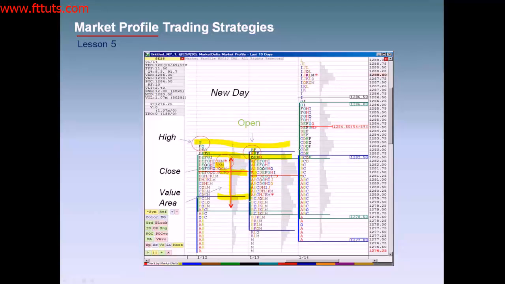We find that B opens up here, and it tries to move a little bit further up, can't make it, so it comes back to test support. And this time, the support that held for period A does not hold for period B and continues on to drop even more. This time, it even breaks the lower value area line and continues to drop further. But it stops at this point.